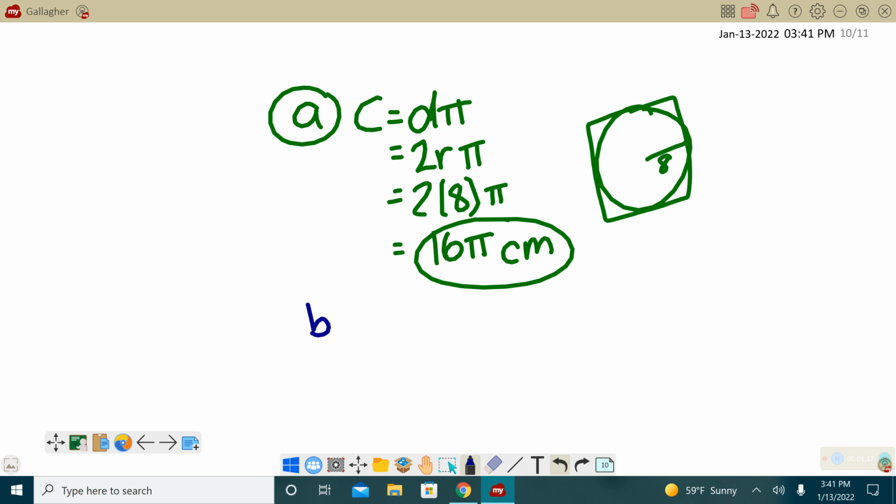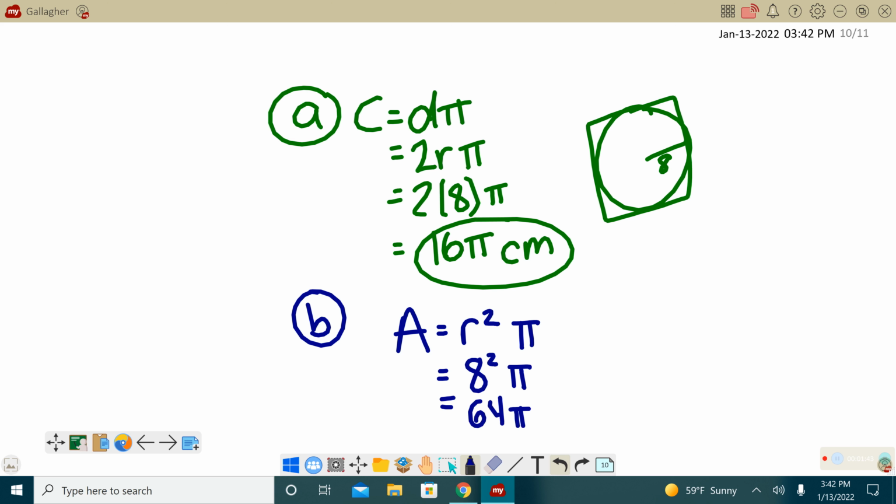For part B, we are working on area. And area is the radius squared times pi. The radius is 8. So 8 squared times pi. But then to square 8, we need 8 times 8. And 8 times 8 is 64. And area is a 2-dimensional thing, so we want centimeters squared.